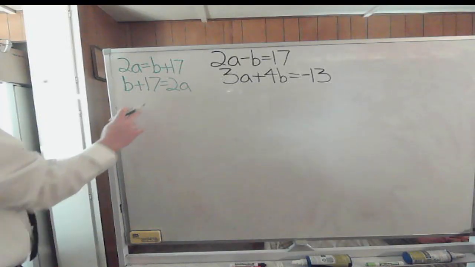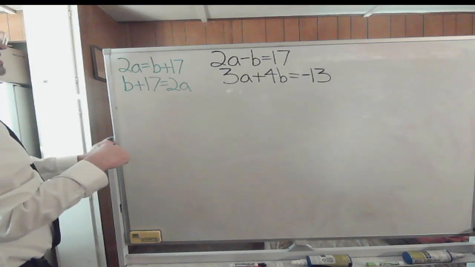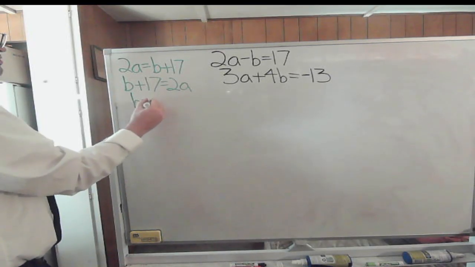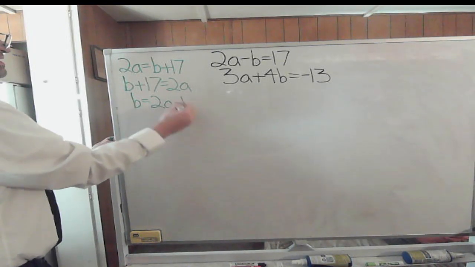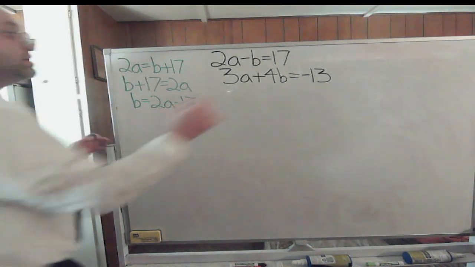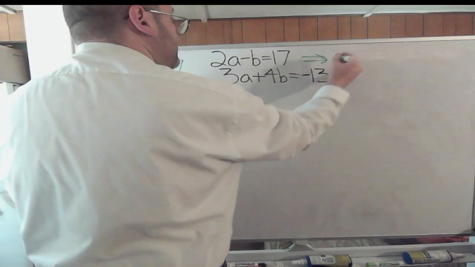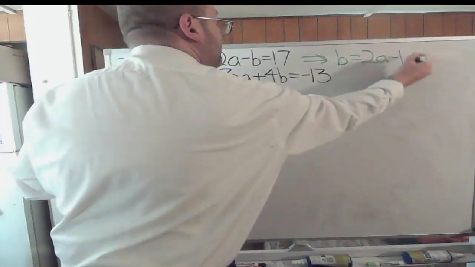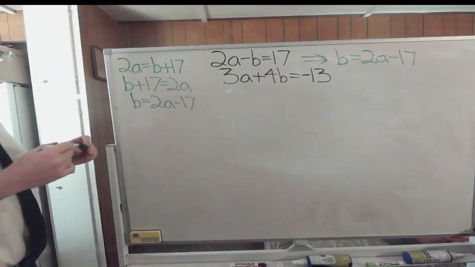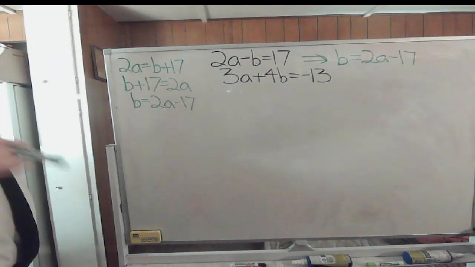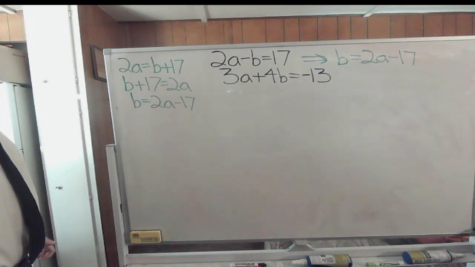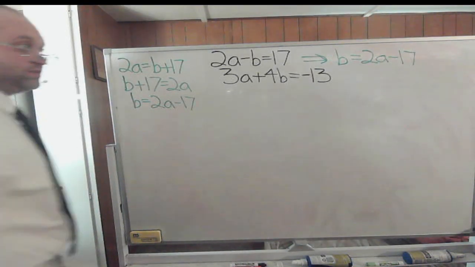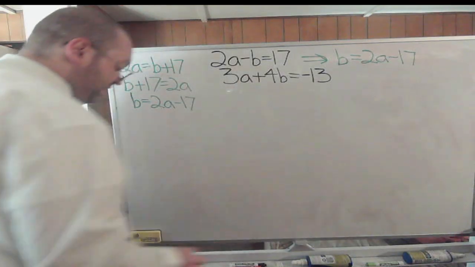Now if I just want to get that b by itself, I just subtract 17. So I'll get b equals 2a minus 17. So this here will turn into b equals 2a minus 17. That would form a perfect substitution equation now. If you know how to manipulate and get certain variables by themselves, that's certainly an option. Then b equals 2a minus 17.